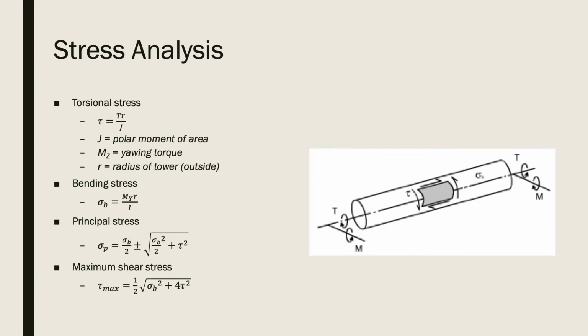Both torsional stress and bending stress were considered for the analysis of the tower. The torsional stress, denoted by tau, was a result of the yawing moment of the tower. The bending stress, denoted by sigma sub b, was a result of the pitching moment of the tower. The principal stress and the maximum shear stress were both used to compare to the yield strength of A36 steel.